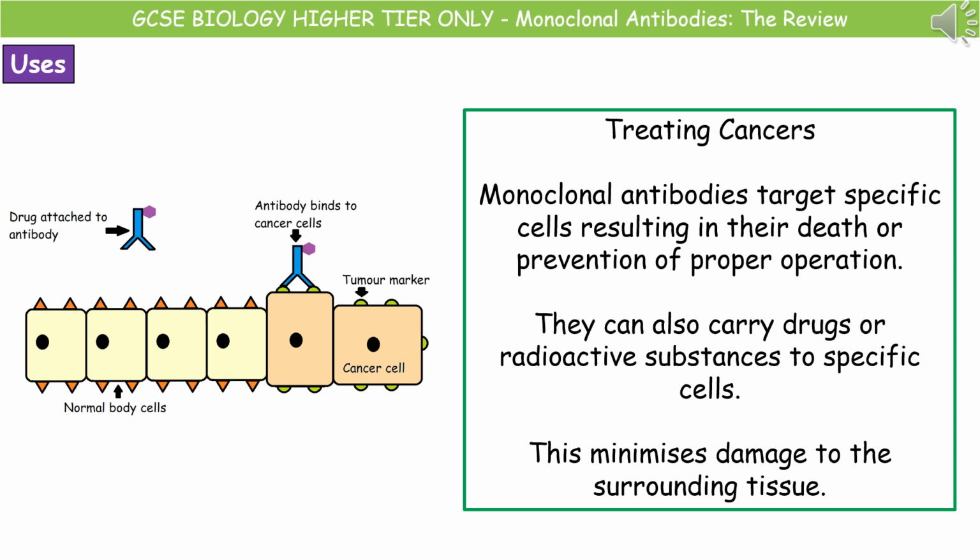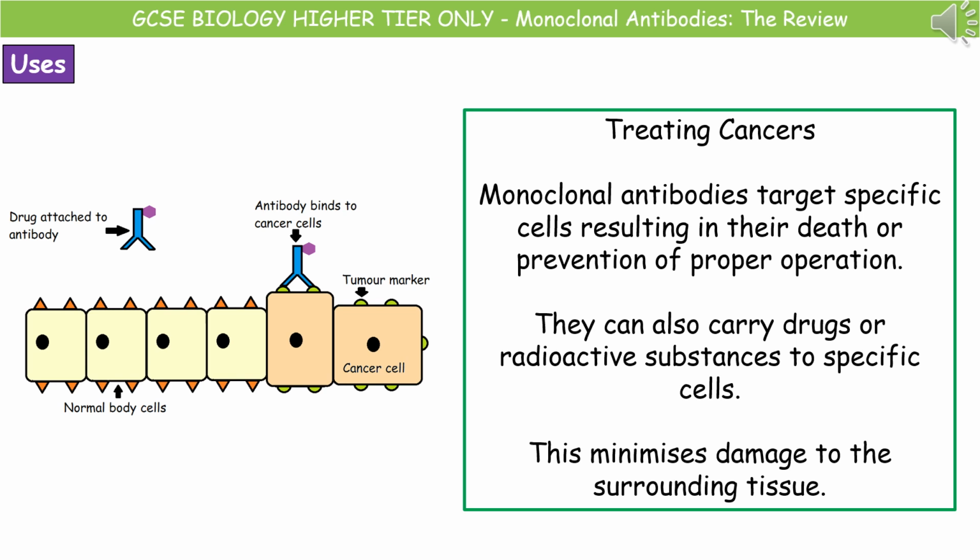The last use that we've got is in treating cancers. Now, monoclonal antibodies can target specific cells and lead to their death or prevent their proper operation, as we said earlier. So what we can do is design a monoclonal antibody that's going to be specific to the tumour markers that we find on cancer cells. Now, to those monoclonal antibodies, we can then bind our drugs or radioactive substances that are going to have the effect on the cancer cells.